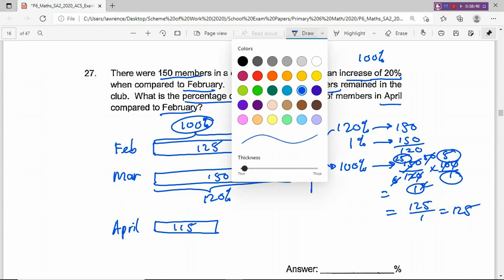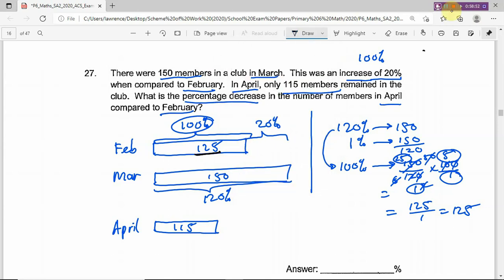So you have to compare April and February. How do you compare? You look at the graph and compare February with April. You can see there's a decrease. Over here, students have difficulty getting the percentage decrease, although they know how to find the decrease. They take 125 minus 115, and you get the decrease, which is quite easy. The decrease is 10. And then from here you get stuck because you don't know how to get the percentage.